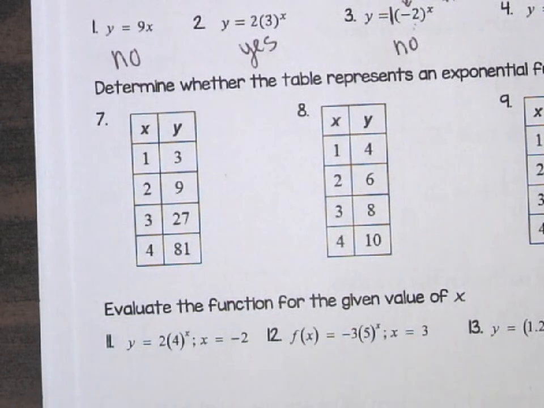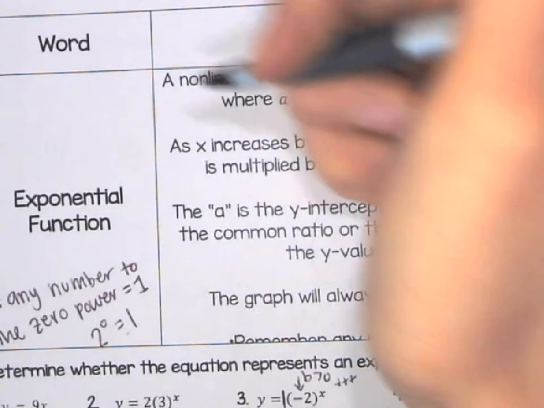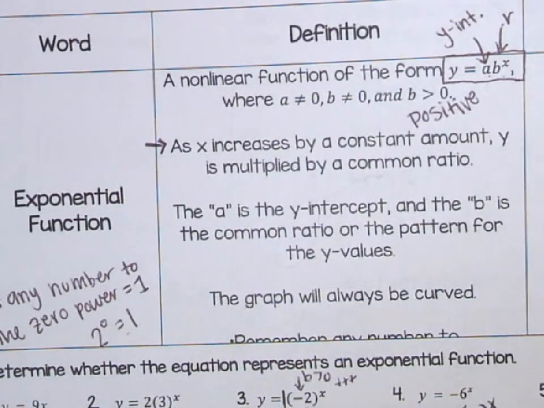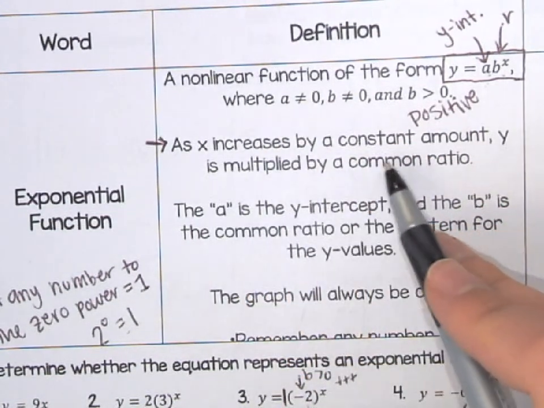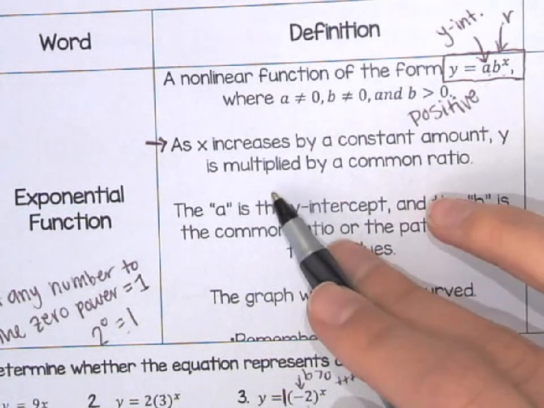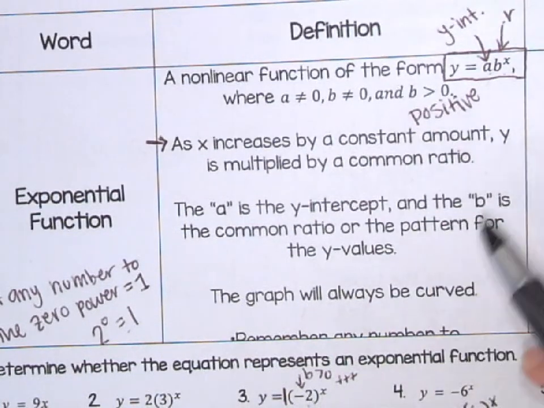Okay, on these next ones we're going to be determining if it's a function or not, and if it is, they want us to find the common ratio, and we're just going to use the table. So remember, right up here they give us a clue. And they're saying as x increases by a constant amount, so x is just counting up, y is multiplied by a common ratio, or by the same number each time.